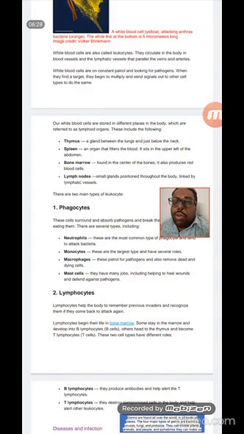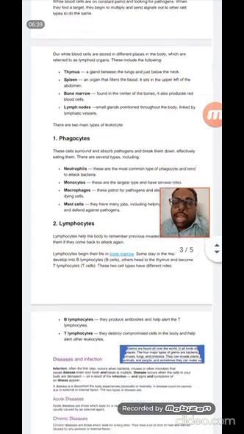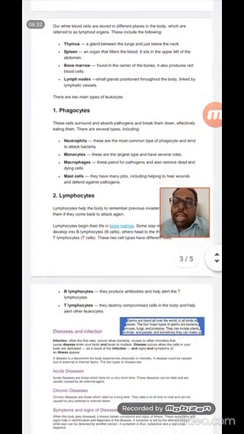Then there is the lymph node, and there are two main types of leukocytes. One is known as the phagocytes. Phagos means eating, so cell eating, and inside that we have neutrophils. We had discussed this in the connective tissue, that is blood. The neutrophil is a common phagocyte present inside the blood that attacks bacteria.